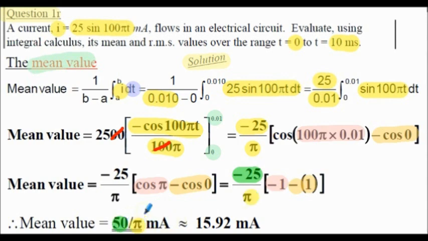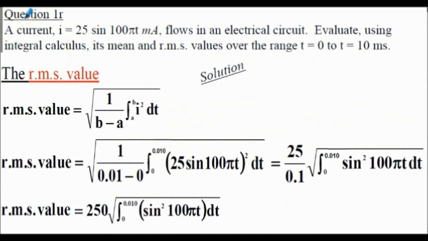So 50 divided by pi milliamps is the mean value, which can be stated as 15.92 milliamps to 2 decimal places. Question 1r, solution continued. Let's now consider the r.m.s value calculation. Formula for r.m.s shown here. Remember, in the formula we have the function squared. This is the I function shown here. And of course it's squared.